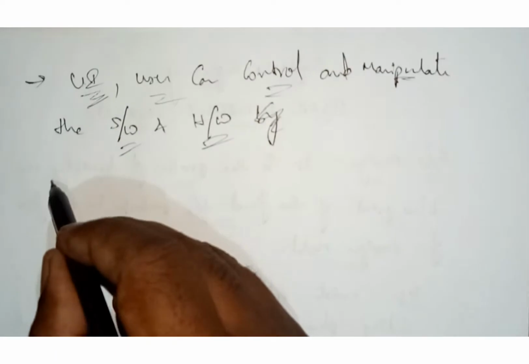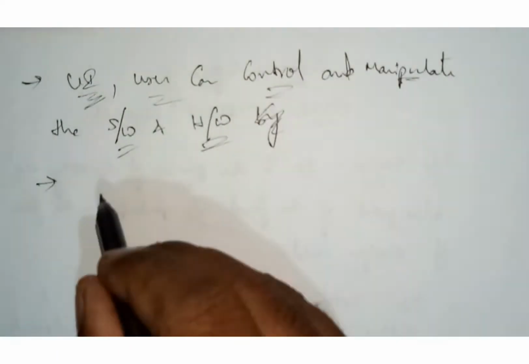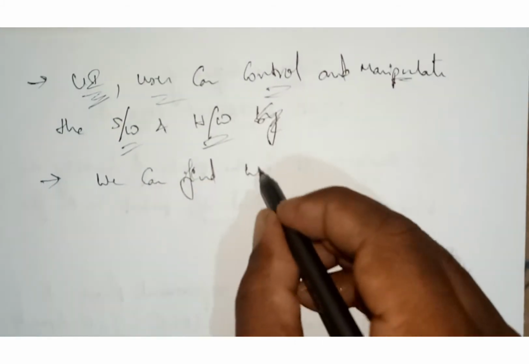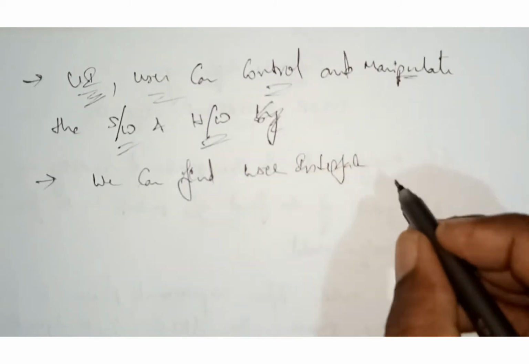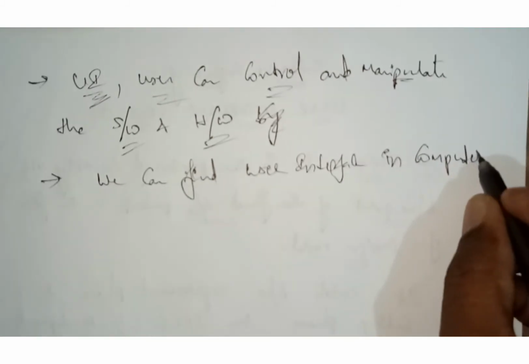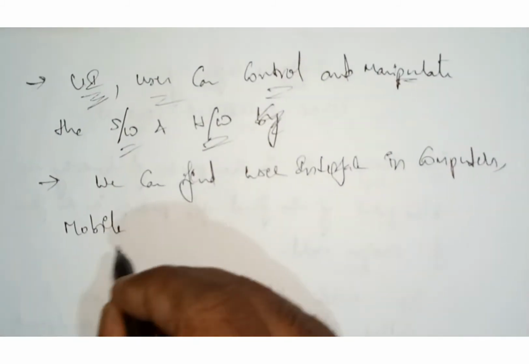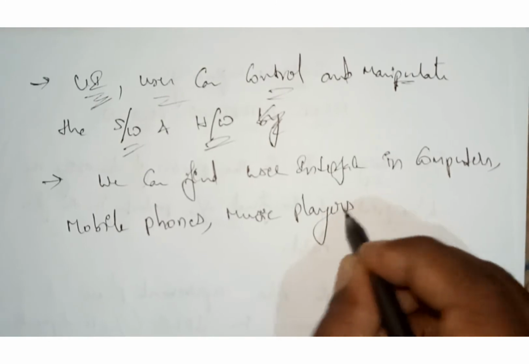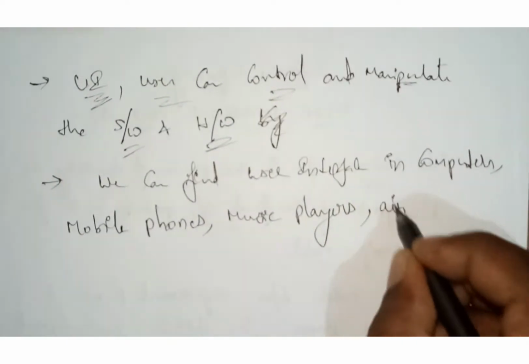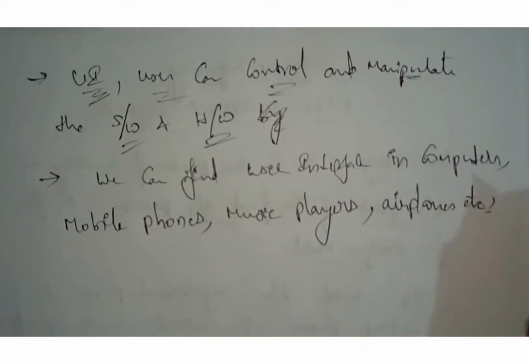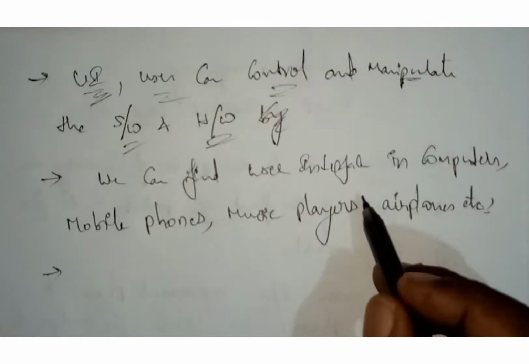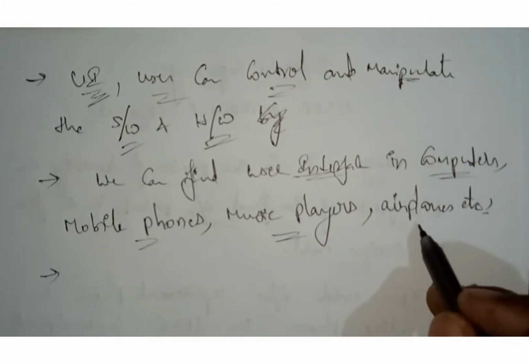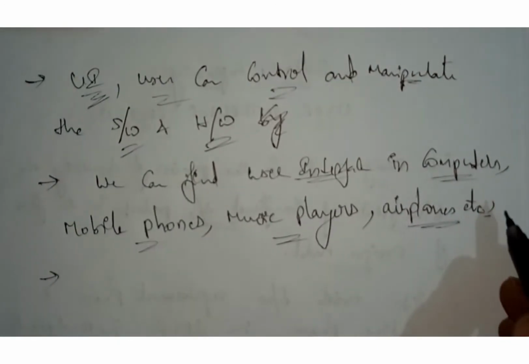Where is user interface used? We can find user interface in computers, mobile phones, music players, airplanes, etc. We can find user interface in different devices like computers, mobile phones, music players, airplanes, and so on.